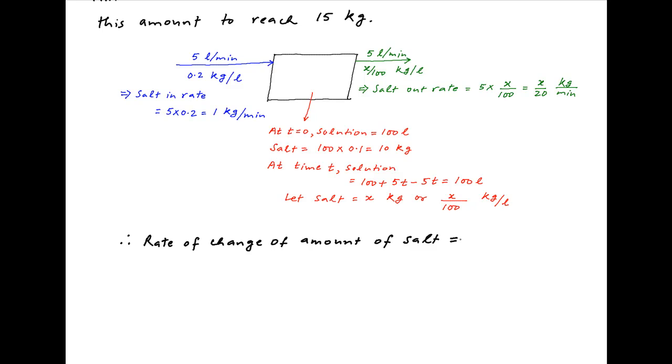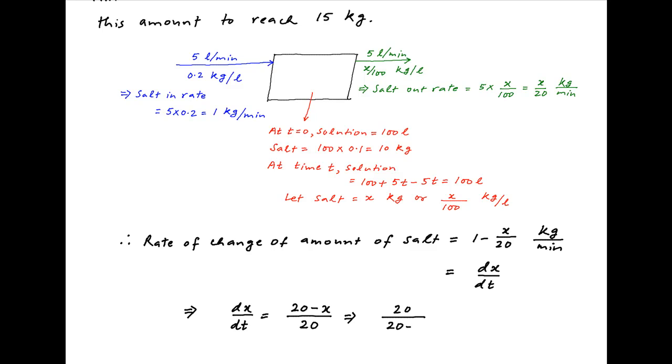Therefore the rate of change of amount of salt in the tank is equal to the salt in rate minus the salt out rate, which is equal to 1 minus x upon 20 kgs per minute. And this is equal to dx upon dt, where x is the amount of salt in the tank at time t. Therefore, dx upon dt is equal to 20 minus x upon 20. Separating the variables, this can be written as 20 upon 20 minus x dx is equal to dt.